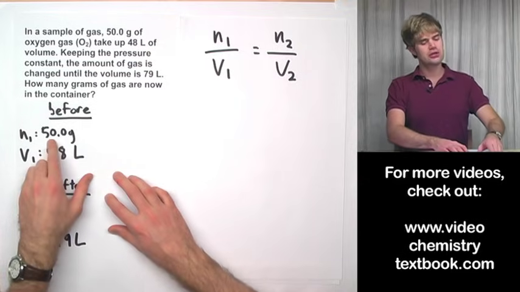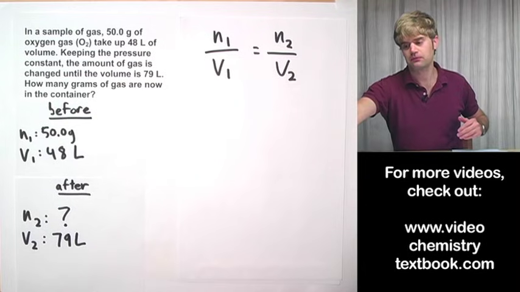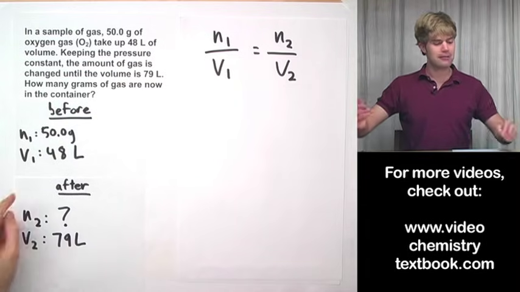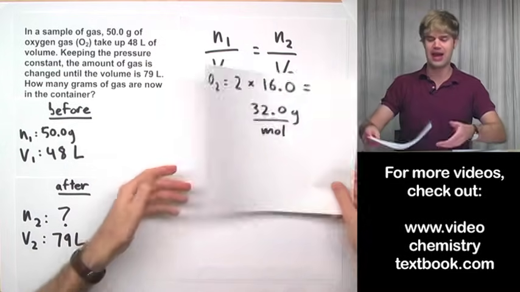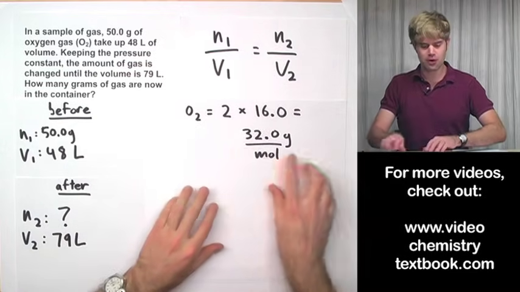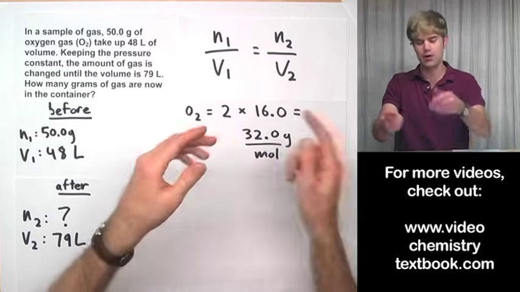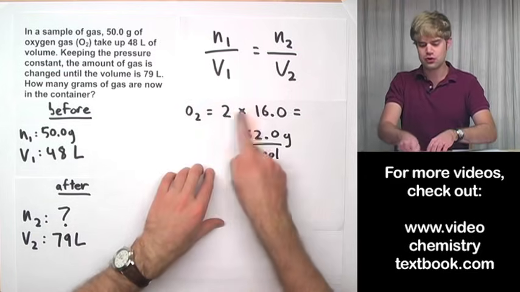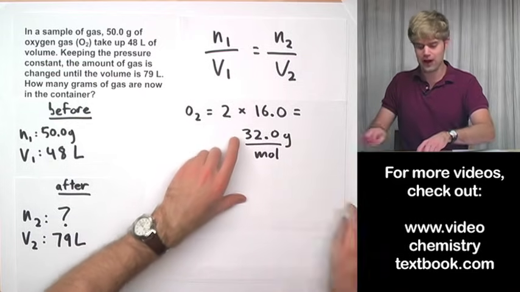I'm going to change my 50 grams into moles. And in order to do that, I'm going to have to use the molar mass, which tells us how much 1 mole of a gas weighs. So the molar mass for oxygen is 2 times 16, because each oxygen atom weighs 16, and then we do 2 times that because there are 2 oxygens, and we get 32.0 grams per mole.